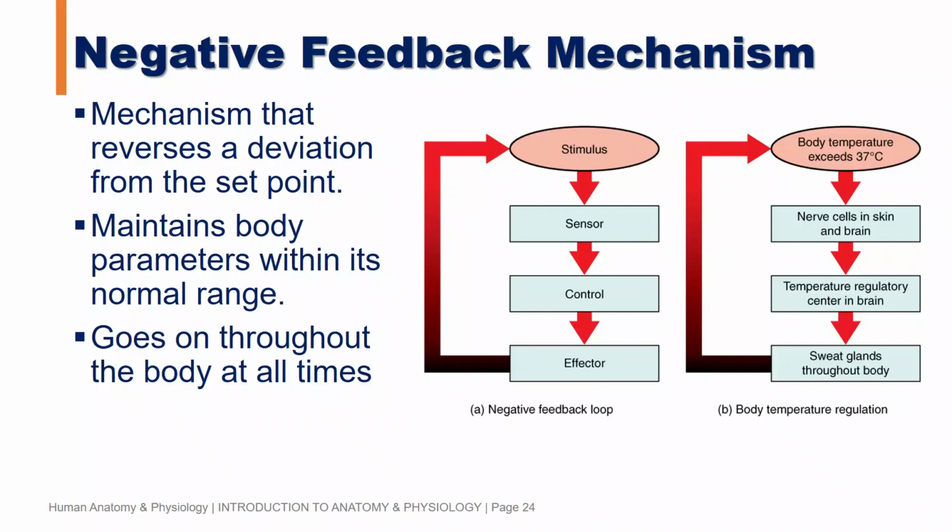Then your body will regulate the temperature by sending a signal to your brain to adjust and regulate the temperature so that it goes back to the normal temperature, and it goes round and round.